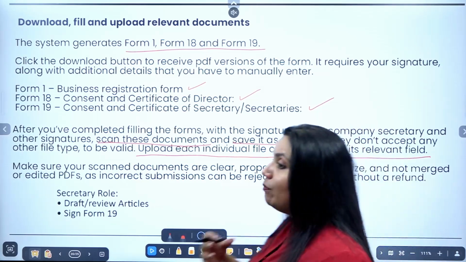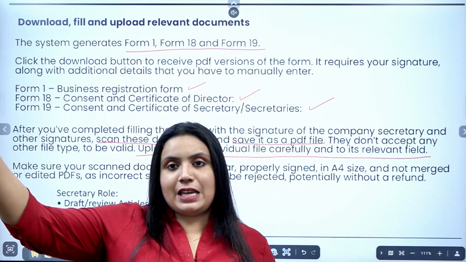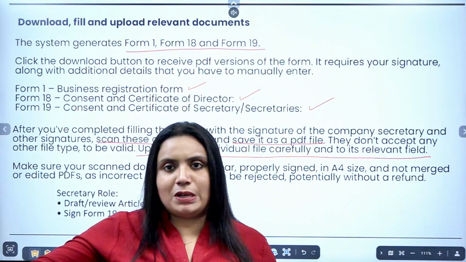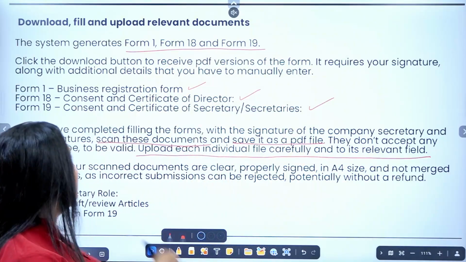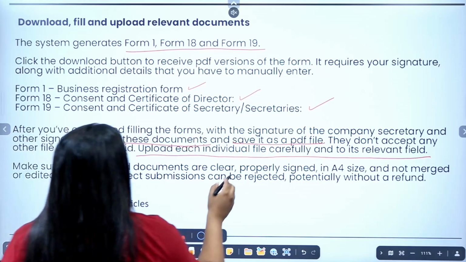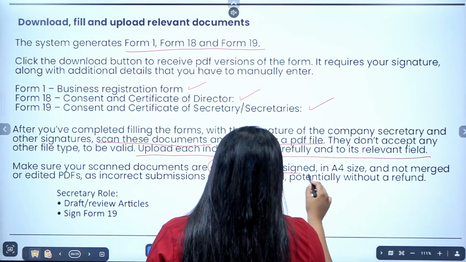Remember, this is something that you have to do very carefully because in the EROC platform, everything is happening in a machine format. So if you upload in the wrong field, it will be the wrong document. So therefore, upload it correctly. Make sure your scanned documents are clear, properly signed. These are the things you have to think about. So when you scan, make sure that it's clear. It should be properly signed, right?